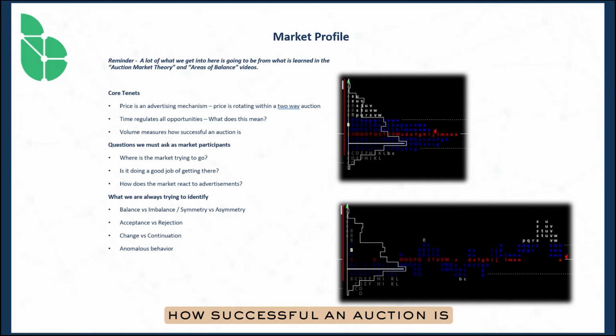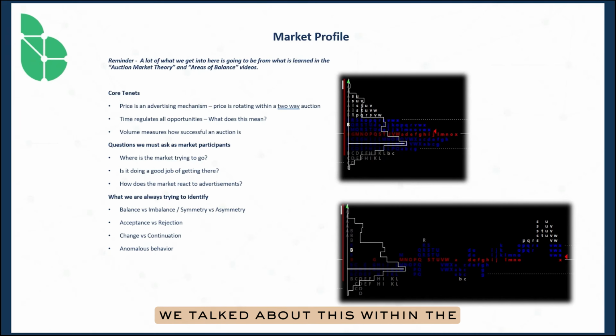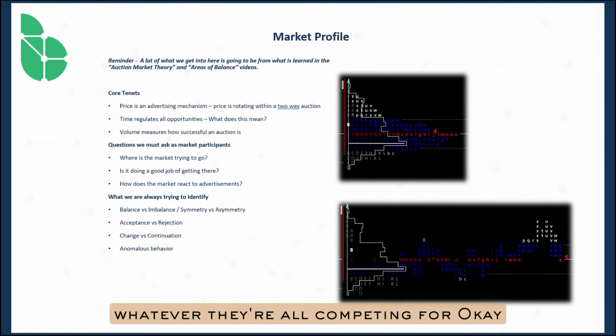And then volume measures how successful an auction is. So when we see price move up on low volume, what do we normally expect? We normally expect that price is probably going to auction lower. We talked about this within the earlier roadmap, in order flow: volume works the same way as within a regular auction. When the auction house or the participants are interested, what do they do? They get really loud. They try to one-up each other to buy whatever they're all competing for.